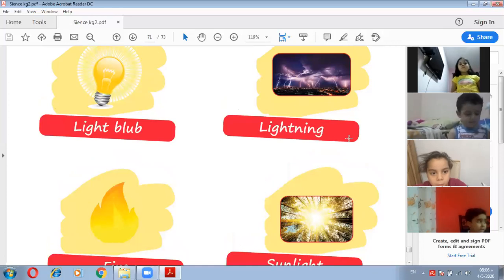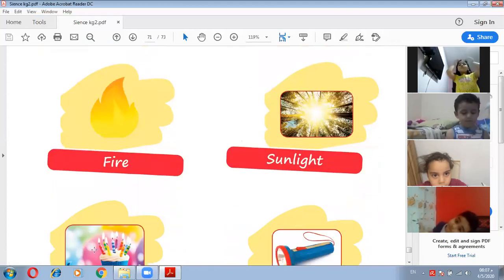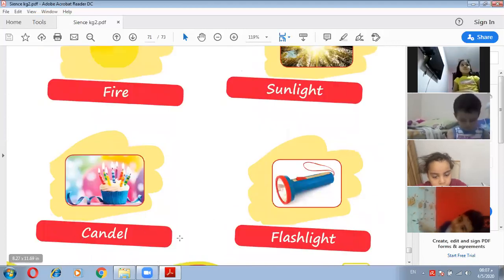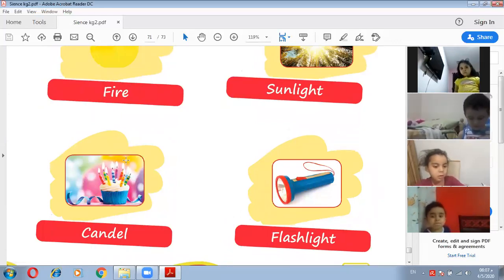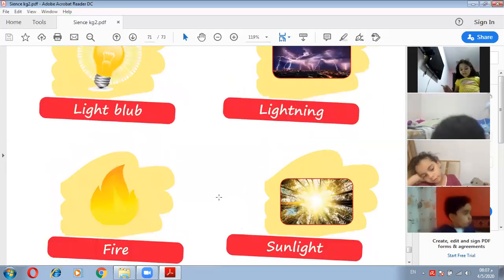Lightning, do you know the lightning and thunder? It's a phenomenon that happens in the winter, okay? So we have here lightning, fire, and sunlight. Also we have candles. We can light this candle, and this candle will give us also the light. And we have here a flashlight. Okay, so here let's see which is natural and non-natural.